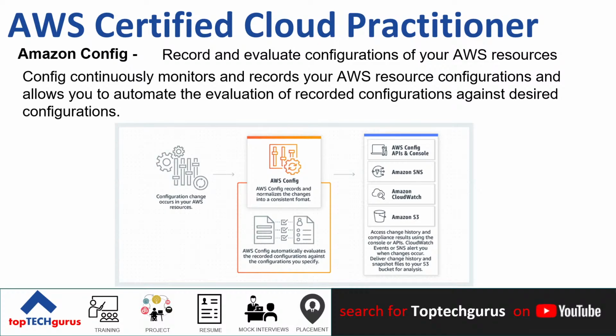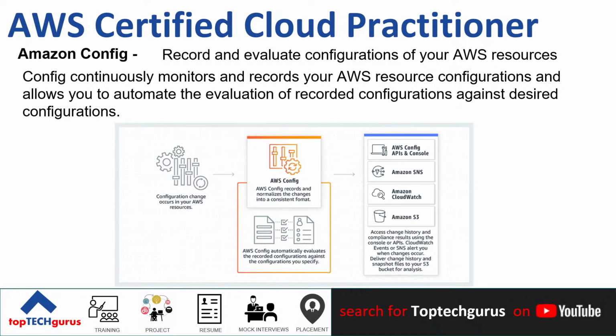So AWS Config is something that records and evaluates the configurations of your AWS resources, like configurations within EC2 or within S3 buckets. We have multiple configurations that we set up. Say for instance, for an EC2 instance, we'll set up what kind of RAM we need, what kind of machine we need, what kind of memory we need. Is it linked to an EBS or EFS volume? So all those things are configurations that we set up when we set up an EC2 instance. So those get recorded in AWS Config.